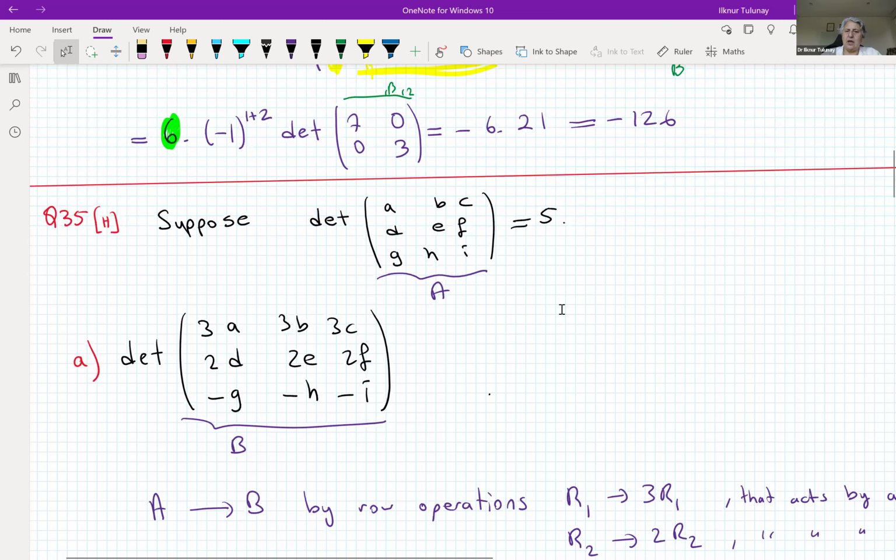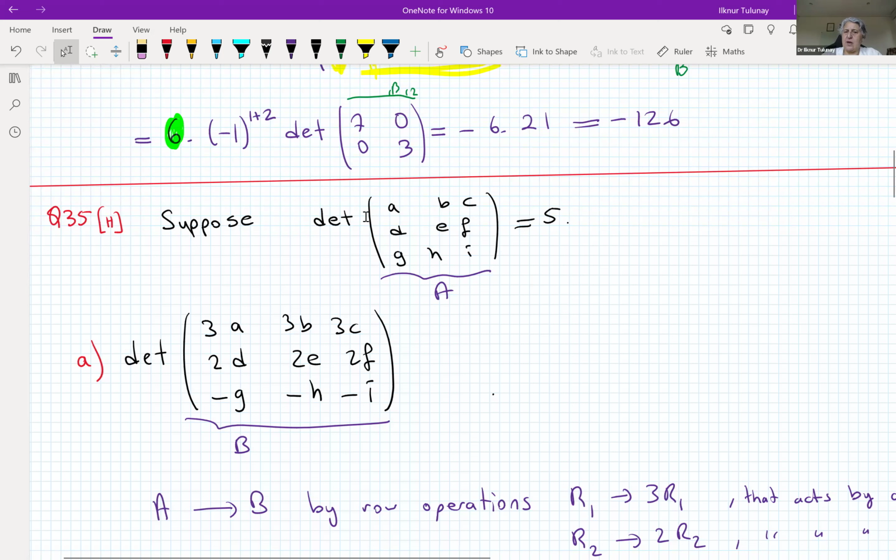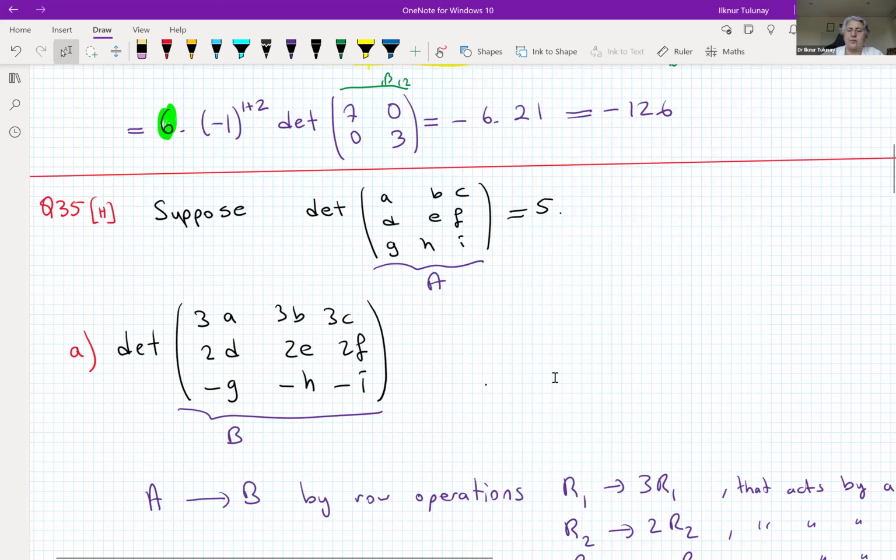Now, in this question, the determinant of such a matrix, let's call this matrix A, and we don't know a, b, c, d, e, f, h, g, i, it could be anything, and this is given to us as 5. The first part of this question asks, if we know this one is 5, what will the determinant of this one look like? The idea is that we are practicing how row operations affect the determinant. That's what the exercise is all about.